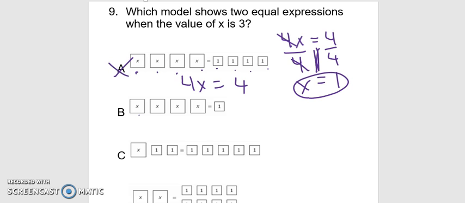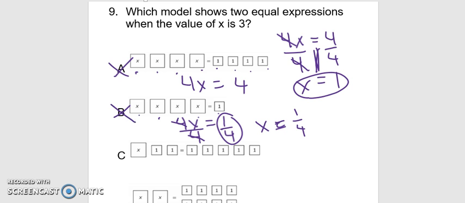Letter B, again I have 1, 2, 3, 4x is equal to, this time, just 1. So again I'm going to divide both sides by 4. 4 divided by 4 is 1, so I'm left with x. In this case, I have a fraction. x is equal to 1/4. So that again is not equal to 3.